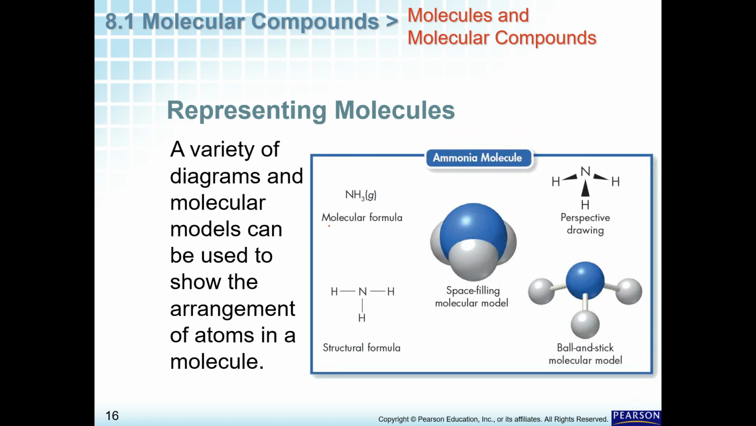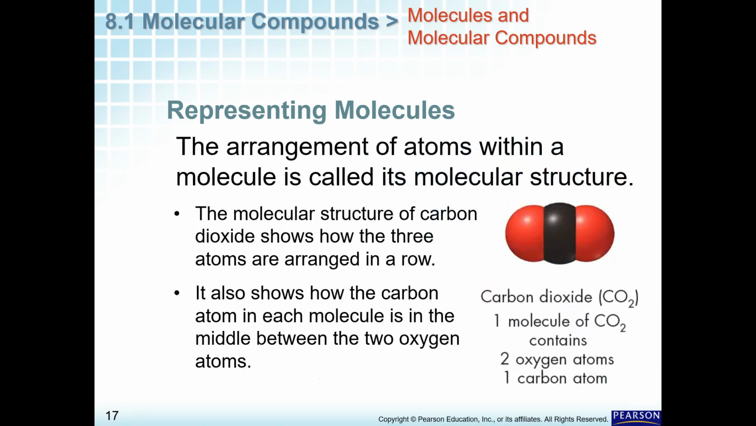So here is a molecular formula. Again, we can only see the atoms and how many, but these other things will actually tell us our shape. Specifically, the one that we're going to work a lot with is called a structural formula. The arrangement of atoms within a molecule is called a molecular structure. And so this is more than just a formula. This is an image or a depiction of how those atoms are bonded to each other.